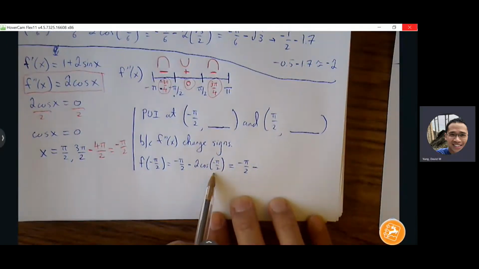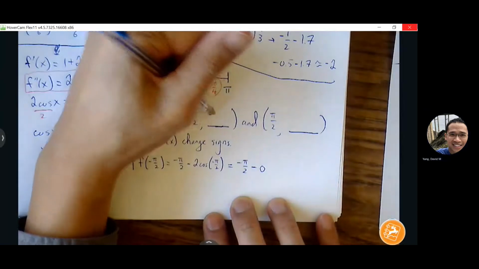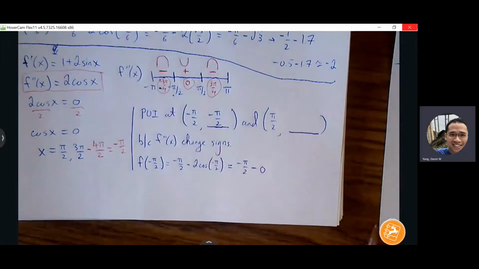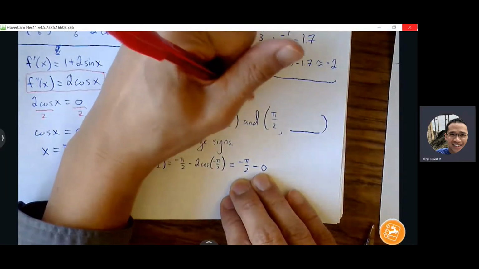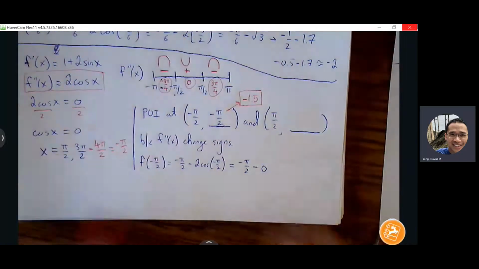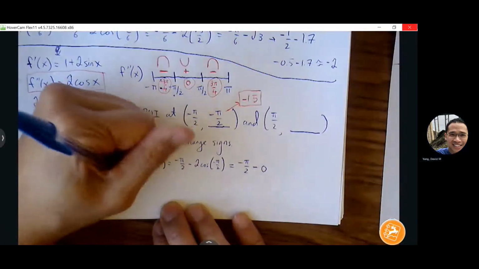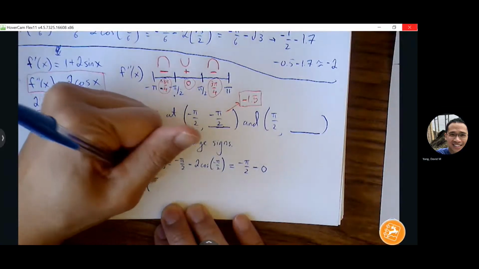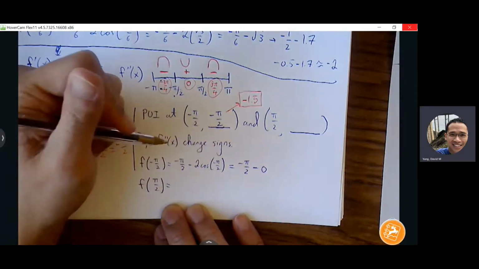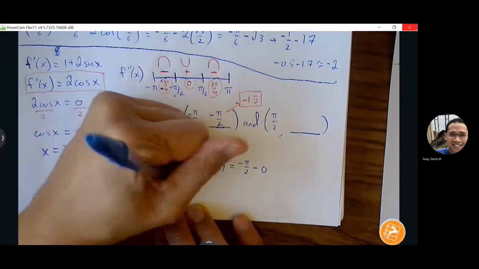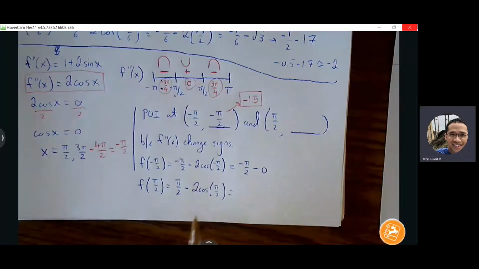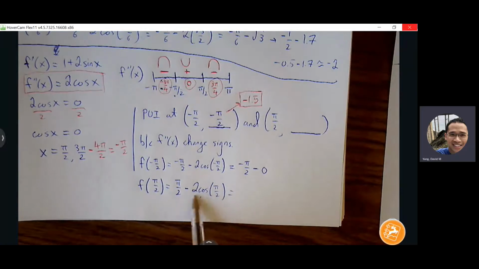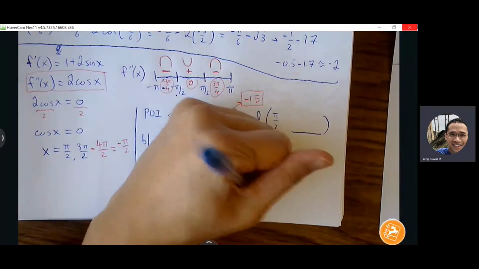Well, the nice thing is cosine of negative pi over 2 is the same thing as cosine of 3 pi over 2, which is 0, so all that goes away. And you know negative pi over 2 is around negative 1.5, just for graphing purposes. Okay, let's find the ordered pair for pi over 2. Again, cosine of pi over 2 will wipe out to be 0, so I'm just left with pi over 2, which is around 1.5.